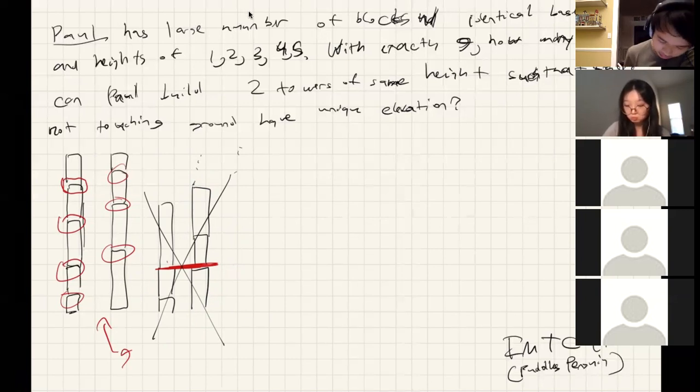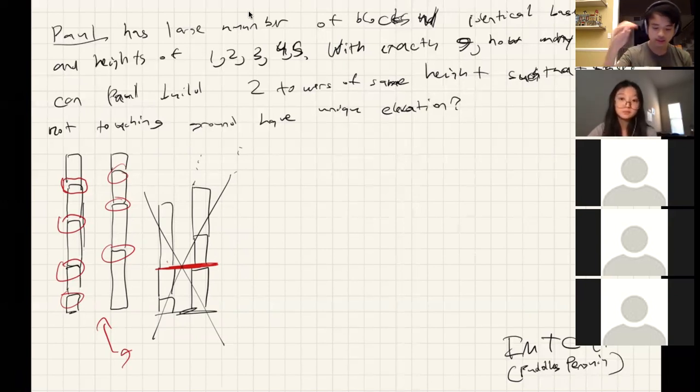So now let's see how exactly we approach this problem, right? What makes this problem difficult is that it's very hard to deal with this condition that the bases not touching the ground must have unique elevation, right? It's very hard to deal with this.